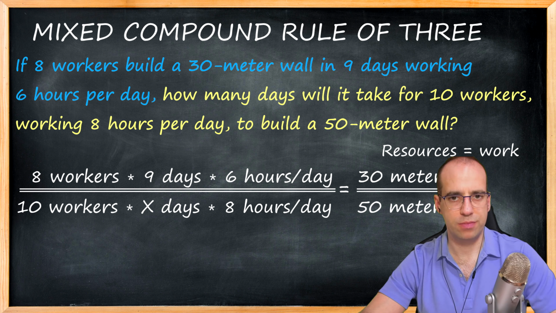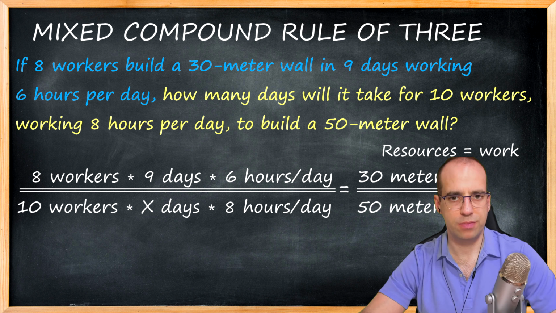What's the next step? Well, the original algebra of magnitudes has shown that when a magnitude is divided by itself, the result is the abstract number known as unity. Workers divided by workers, that's 1. Days divided by days, that's 1. Hours per day divided by hours per day, that's 1. Meters of wall divided by meters of wall is the last one.